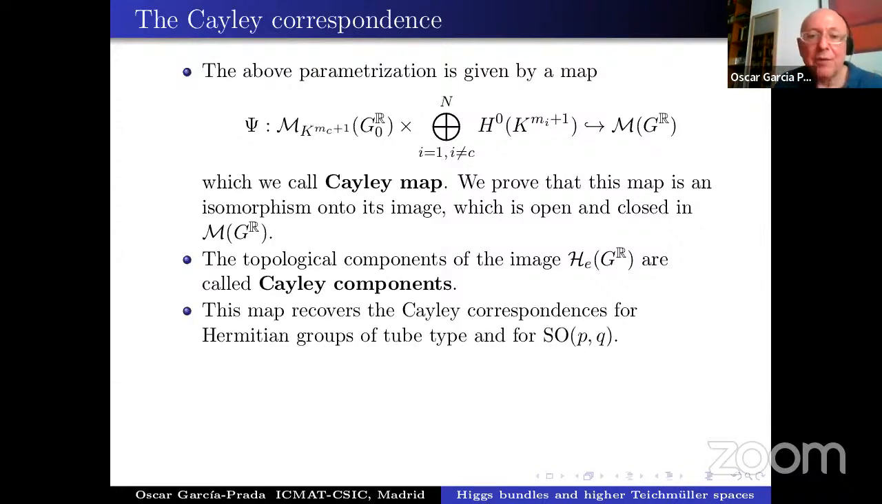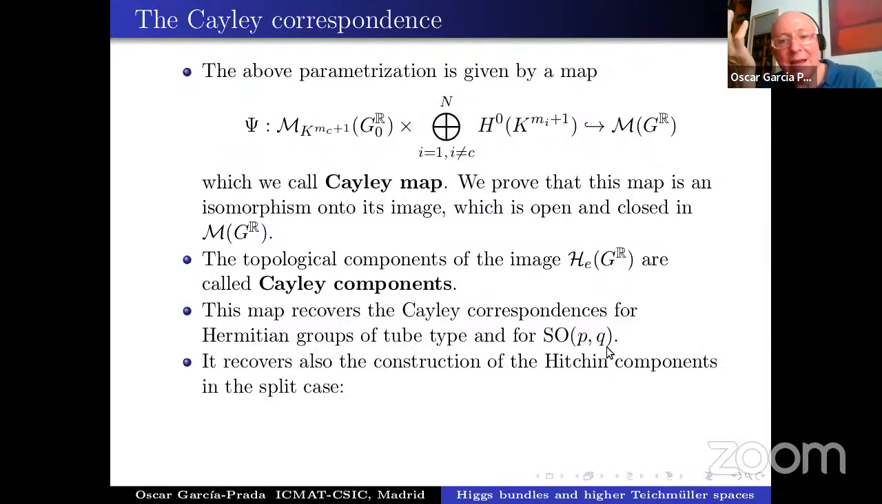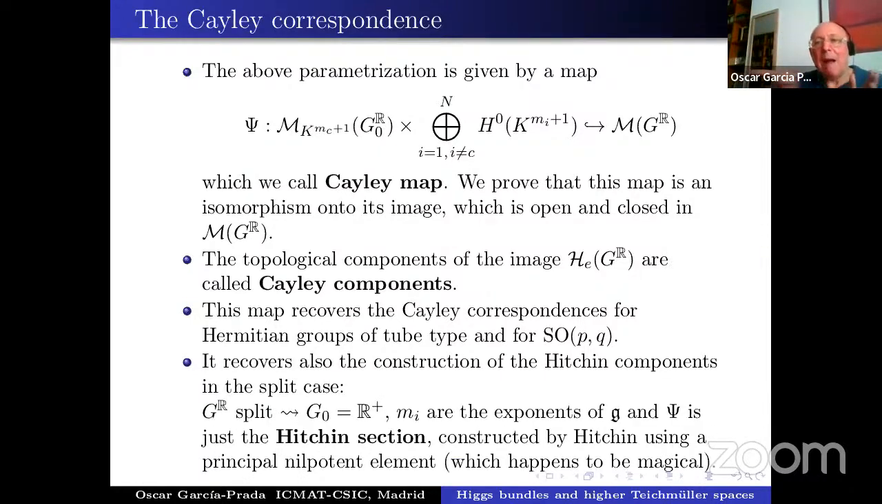So this map recovers the Cayley correspondence for Hermitian groups of tube type, as we saw before, and also the one for SO(p,q), and somewhat more surprisingly, it also recovers the construction of the Hitchin components in the split case. You see, I had never thought of the Hitchin section really as a Cayley map. And it turns out that the Hitchin section is really an example of this.